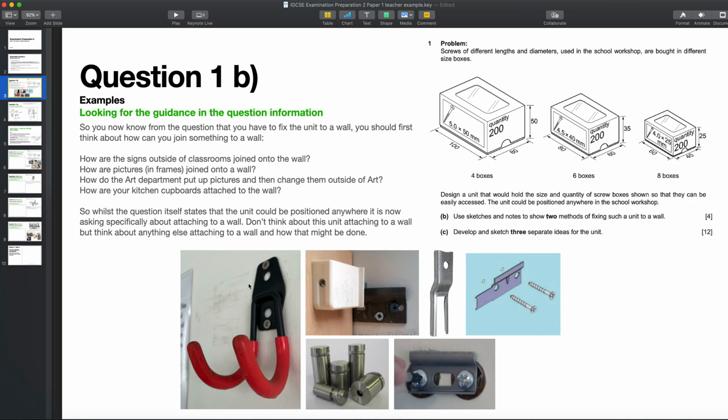Things that you could think about are how are signs outside of classrooms joined onto the wall, how do the art department put up pictures and hang them outside of art. Okay, it's those type of things. So whilst the question itself states the unit could be positioned anywhere, it's now specifically how do you attach it to a wall.